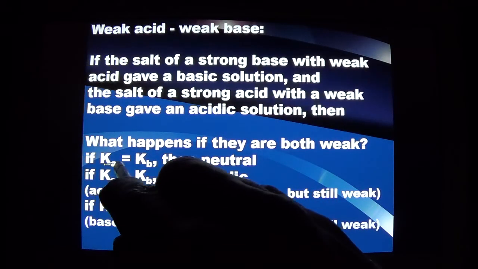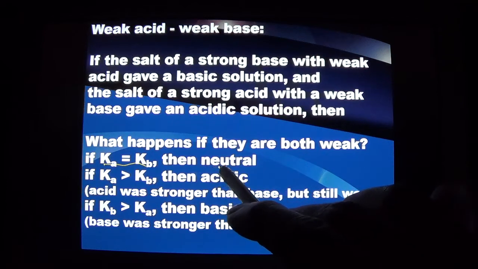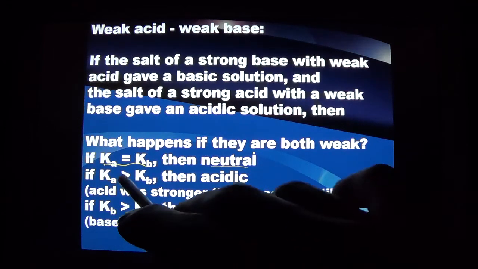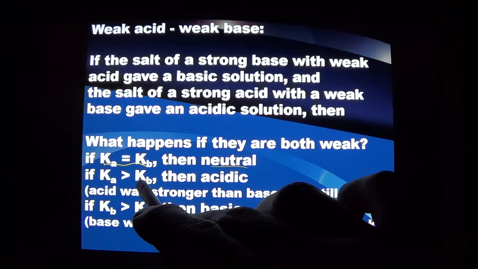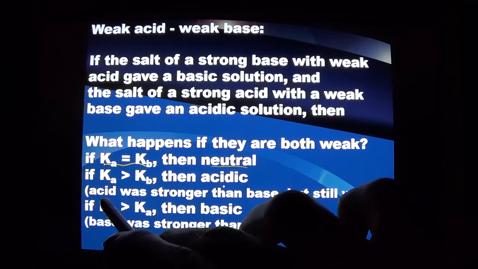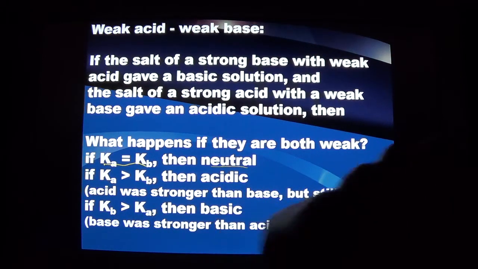Okay. If we compare Ks and the Ks are exactly equal, then we would get a neutral solution. If Ka is greater than Kb, go figure, it's acidic. If Kb is greater than Ka, then it's basic.